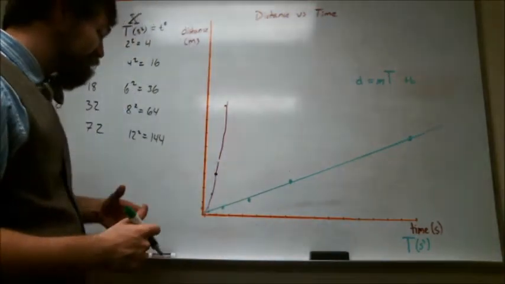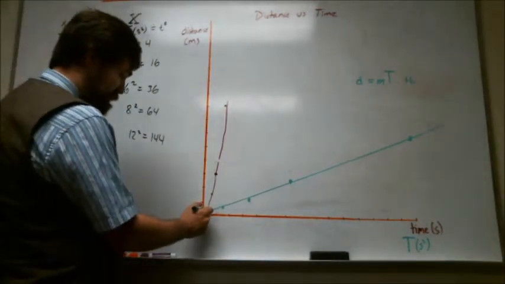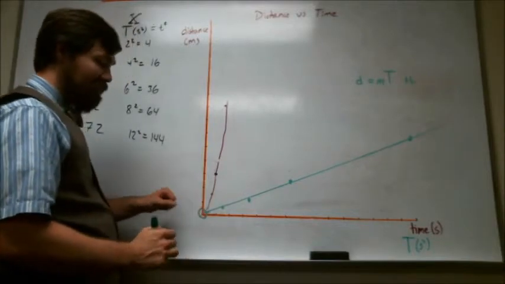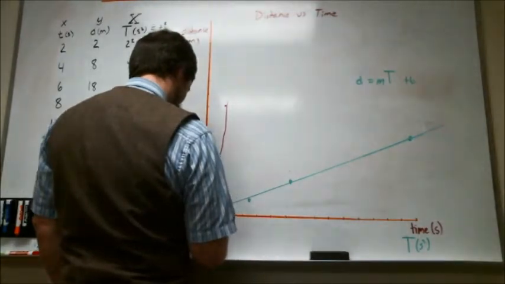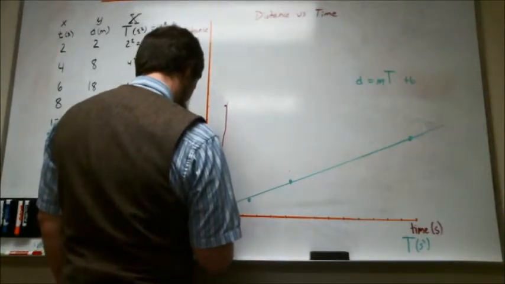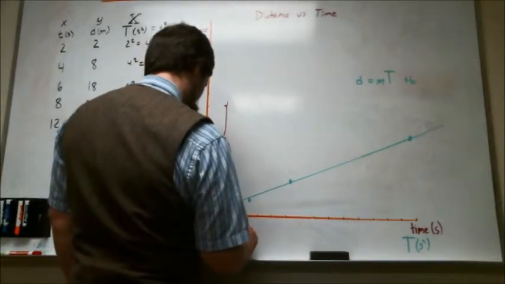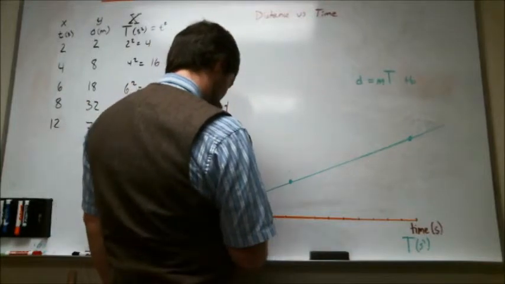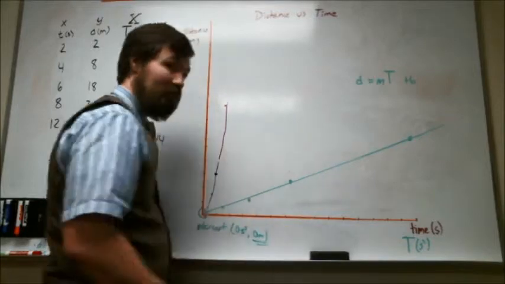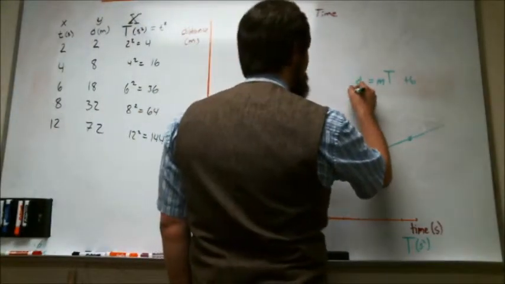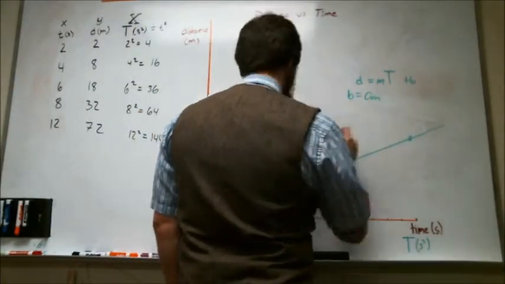So the intercept, you just look and see where does this line actually intercept the y-axis. So the intercept was at 0 seconds squared, comma 0 meters. So the intercept is 0 meters. So B is 0 meters.